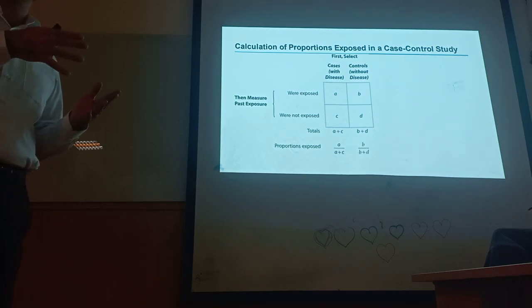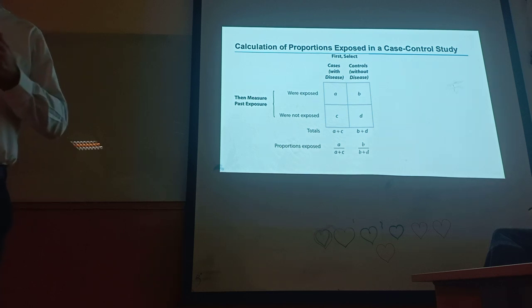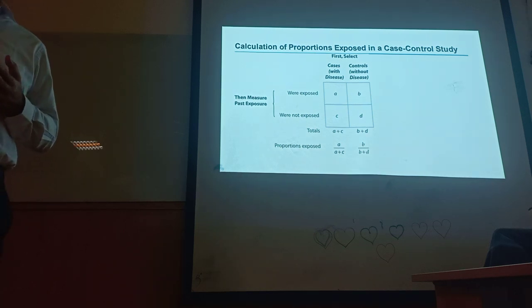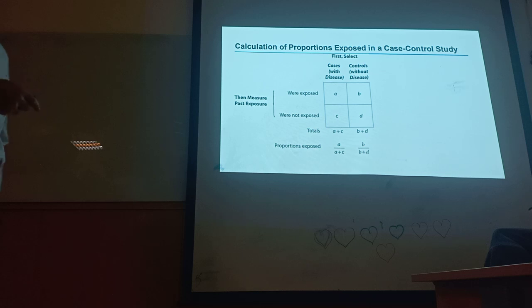Probability of being exposed, probability of not being exposed. So we can calculate odds here in case control studies. So what is the probability of exposure in cases? Probability of exposure in cases is A over A plus C. What is the probability of non-exposure? It is C over A plus C.